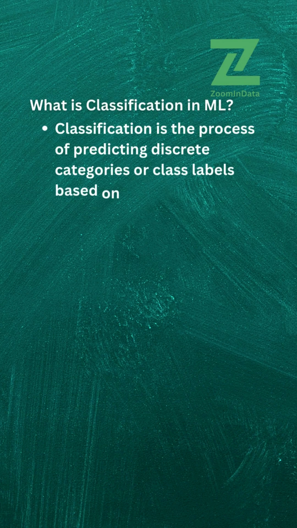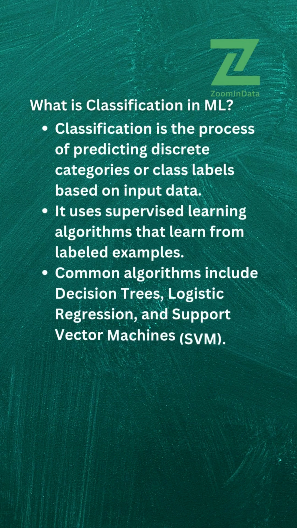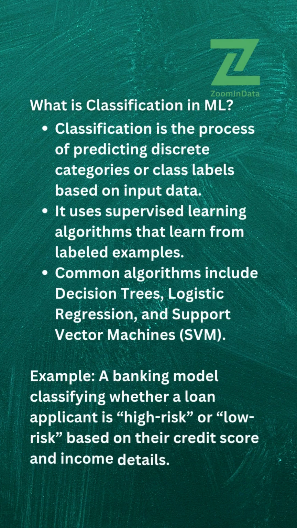Classification is the process of predicting discrete categories or class labels based on input data. It uses supervised learning algorithms that learn from labeled examples. Common algorithms include decision trees, logistic regression, and support vector machines, SVM.